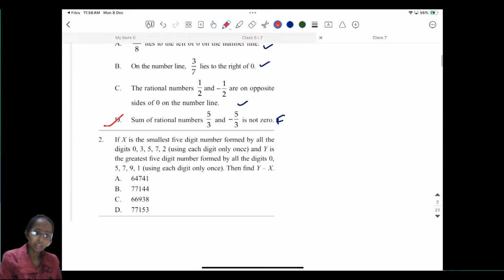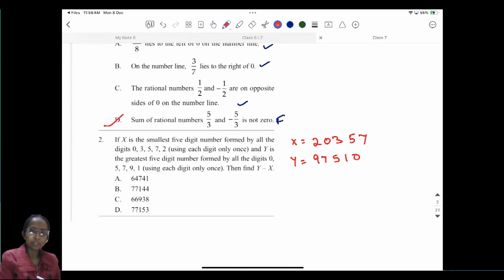Now the second question. If x is the smallest 5-digit number formed by all the digits 0, 3, 5, 7, 2 and y, so x, we can write it over here as a 5-digit number, so it will start with 2, 0, 3, 5 and 7. And y is the greatest 5-digit number using these digits, that means y is 97510. Now y minus x we need to find.